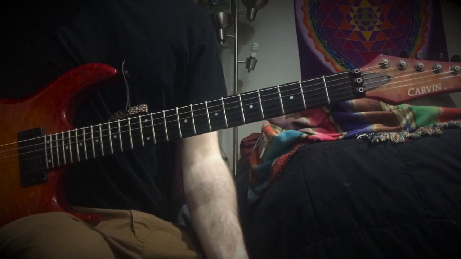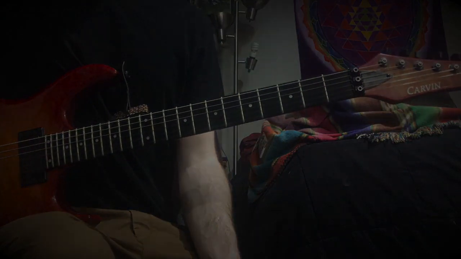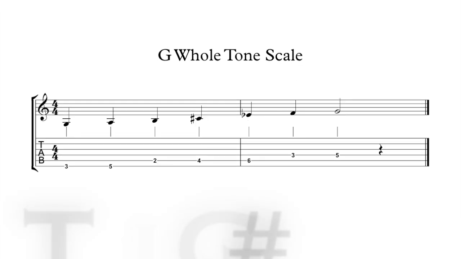So when you're doing a G whole tone scale, you have two augmented arpeggios that are a whole step apart. So you have G, B, and D sharp, right? That's the one augmented. And then you go up a whole step to A. You have A, C sharp, and F. So by combining those two arpeggios, you get a whole tone scale.